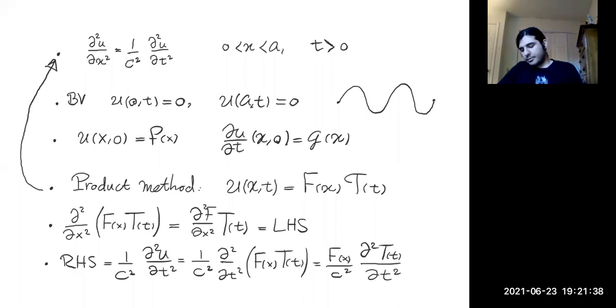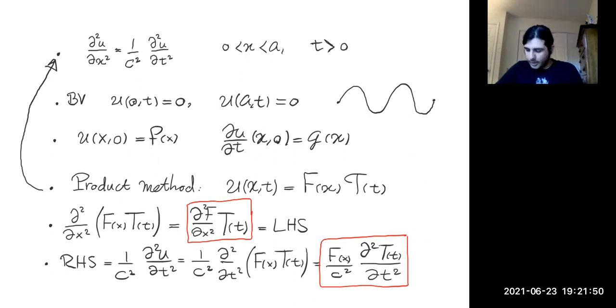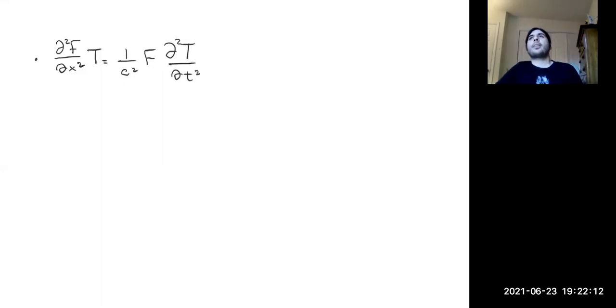Now the left-hand side and right-hand side should be equal. So what we have here should be equal to what we have here. So let's write down that equation. The second derivative of f with respect to x times T is equal to 1 over c squared f times the second derivative of T with respect to t. This is what we would get, right?